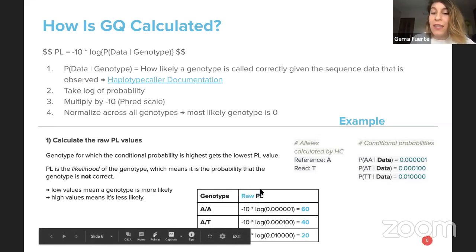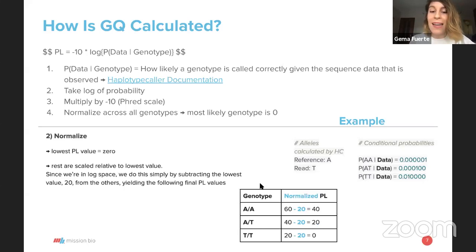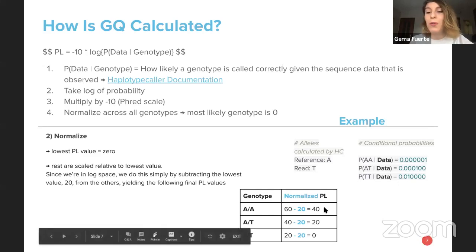So after we have these raw PL values, we normalize. And the reason why we work with Phred score is because these values are very small, as you can see. Just taking the log and multiplying by minus 10, which means their Phred score, is much easier to work with, 20s and 40s, than with such a small number.